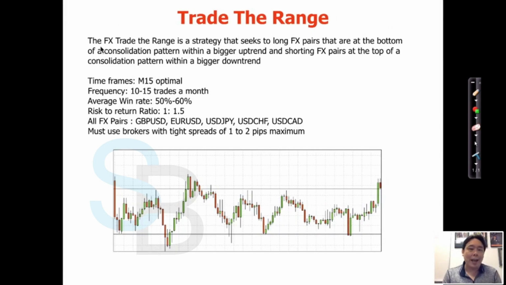Well, this is called the FX Trade the Range Strategy, and it seeks to long Forex pairs that are at the bottom of a consolidation pattern within a bigger uptrend, and shorting FX pairs at the top of a consolidation pattern within the context of a bigger downtrend. So let me just explain that in parts, right?